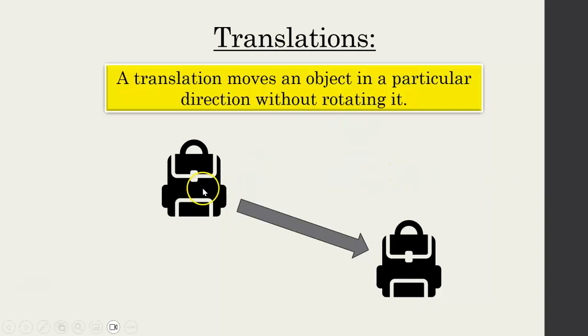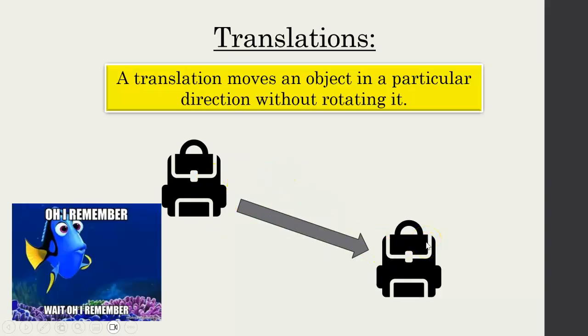In this example here, the bag started here and we just moved it over here. We didn't rotate it, we didn't cut it in any way, we didn't change it anyway. It's the exact same object. It's just literally like you clicked it and dragged it over here. So that's the definition of a translation.